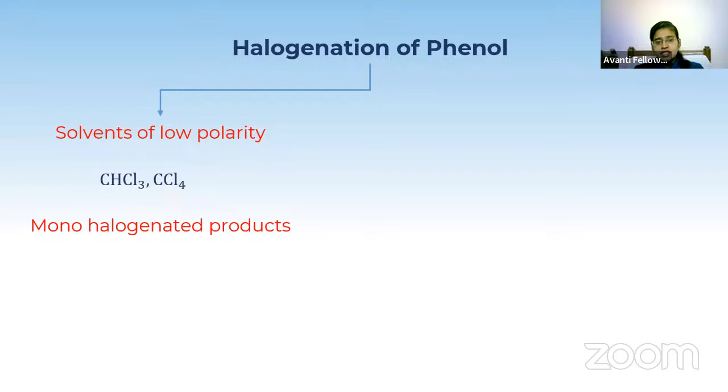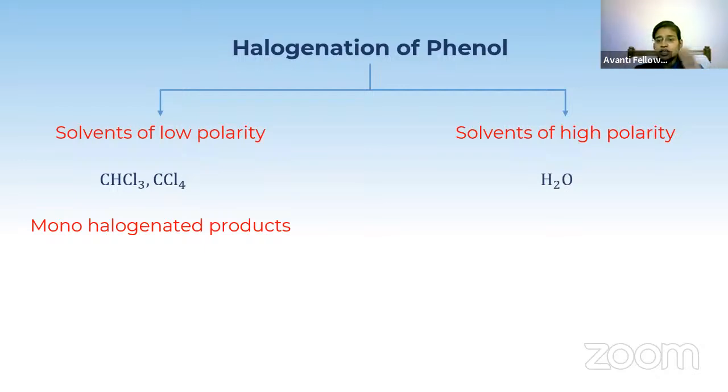In the other case, if it is treated with solvents of high polarity, like water, in water we get H plus and OH minus, so that plus-minus separation will be more. So the bond will be more polarized. If such kinds of solvents are used for halogenation, then we get the tri-substituted product, like in the previous case. So we get the 2,4,6-substituted product. Now let's go for the reaction.